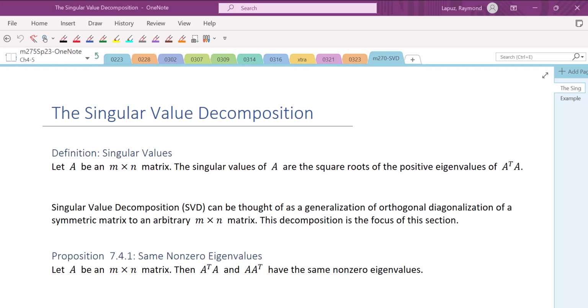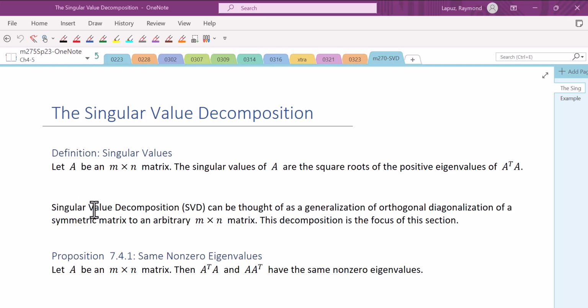Hello there. This is Professor Lapuz, and we are going to take a look at the process for a singular value decomposition. So, in the theory part, we'll discuss what a singular value decomposition is, and that is essentially a way to decompose a matrix.